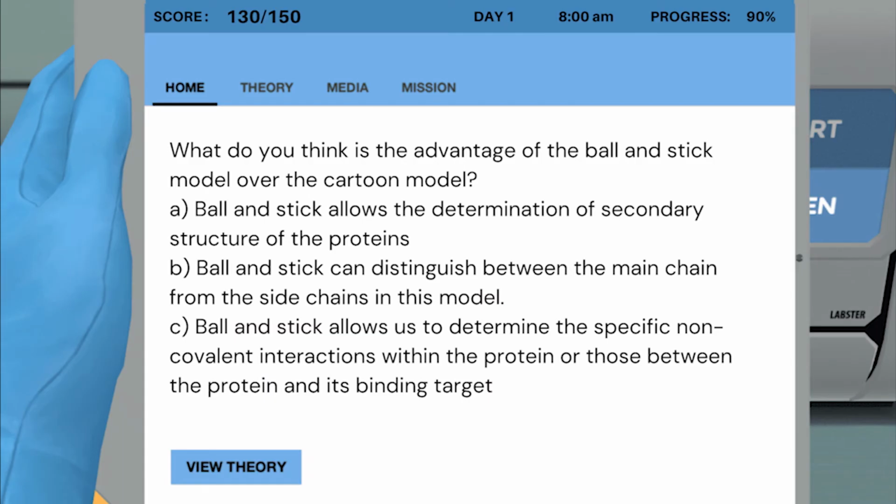What do you think is the advantage of the ball and stick model over the cartoon model?